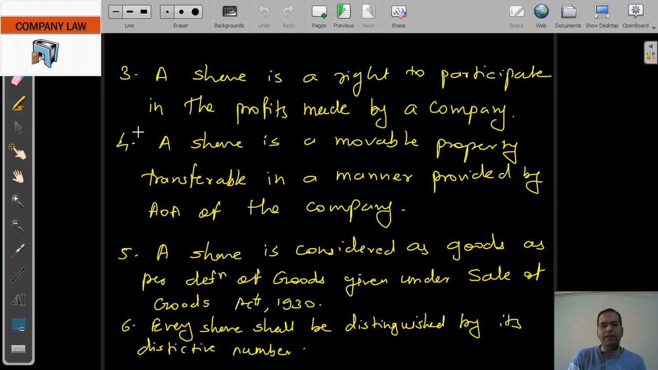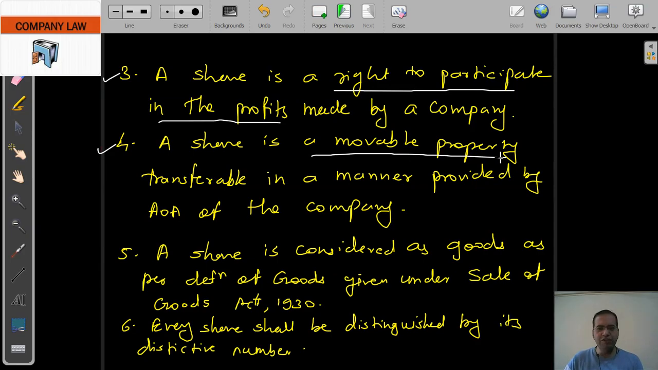A share is the right to participate in the profits of the company. Very important: why one should invest in the company form of business as a shareholder, because the shareholder is interested in getting something in return, that is, a return on investment, and that profit is normally called dividend. So dividend can be distributed when there is a profit in the company, and it is distributed to the shareholders.